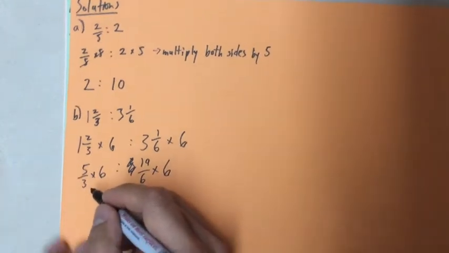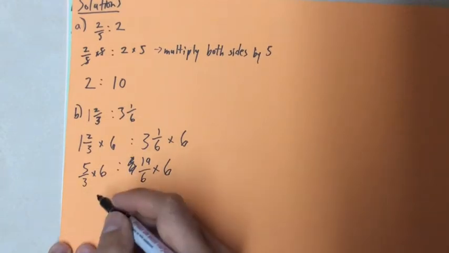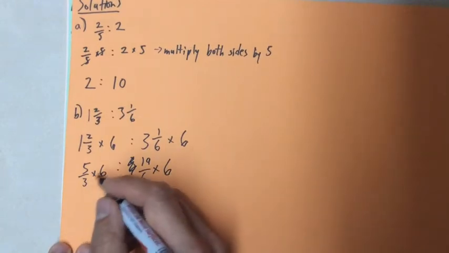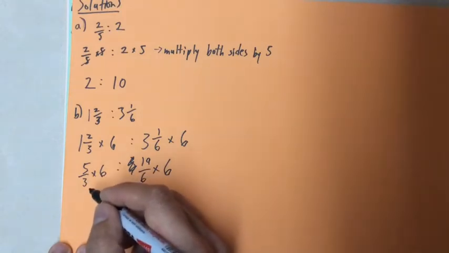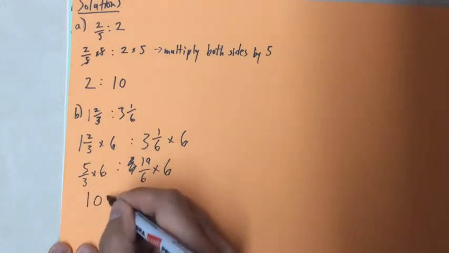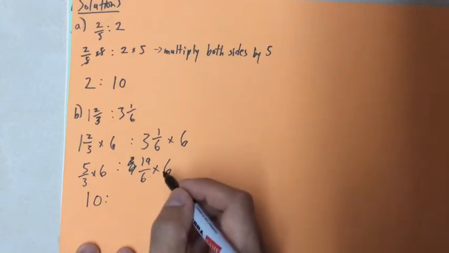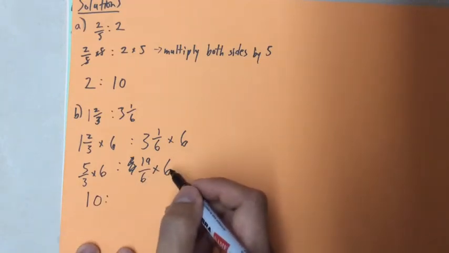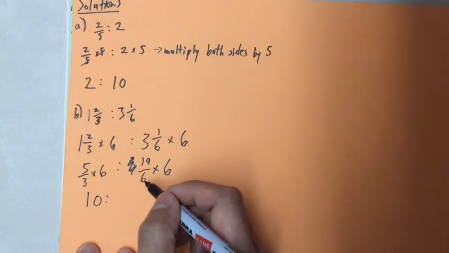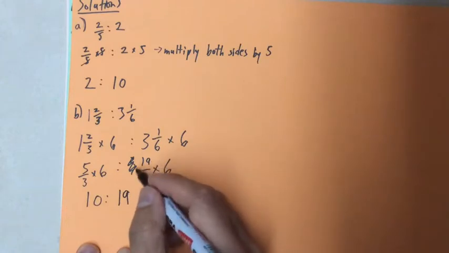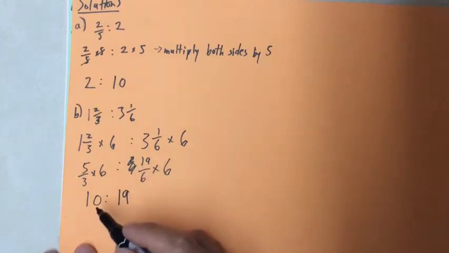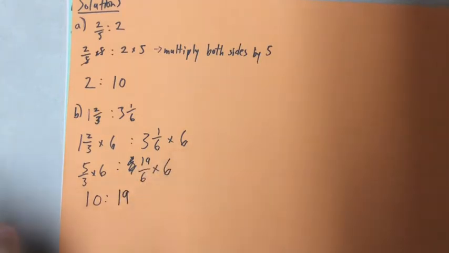Okay, so if we multiply both numbers by 6, this should give us 5 times 6 is 30, divided by 3, of course, is 10. Okay, and here, the number that we're multiplying by is the same as its denominator. So we can just write the answer as the numerator, 19. So the simplified ratio is 10 to 19. Okay.